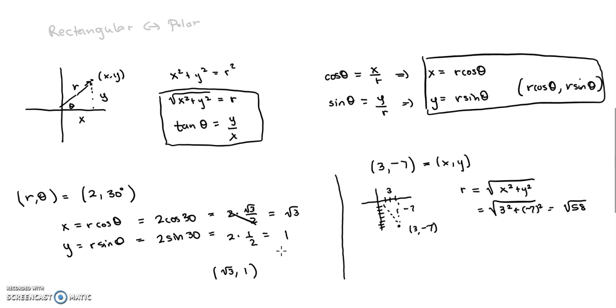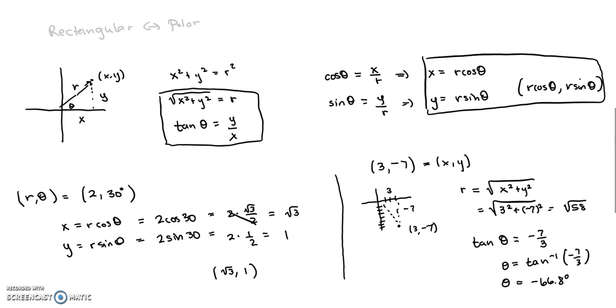And then to find our theta, we're going to use tangent theta equals opposite over adjacent, or y over x. And in order to find this, we're going to have to do inverse tangent. Okay, now this is not a value we know, so we're going to have to use our calculator. And when we use our calculator, we get -66.8 degrees. If you have to use your calculator, it's easier to be in degree mode to tell where it is. So we get negative 66.8.